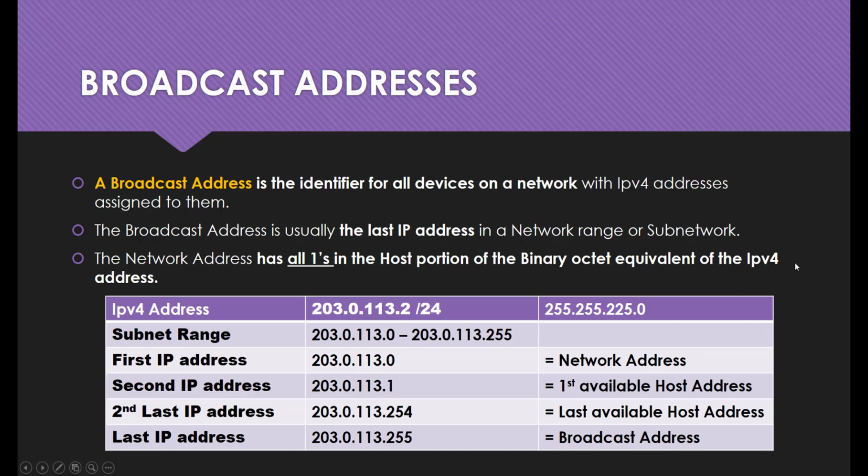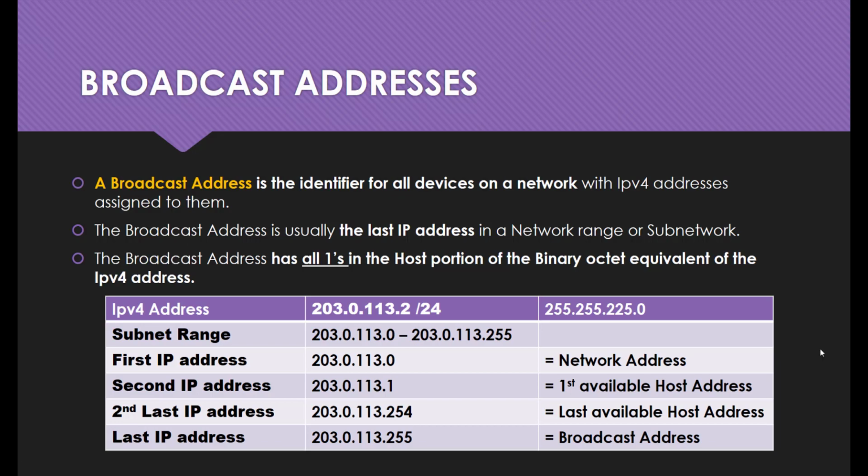So let's see the broadcast address. A broadcast address is the identifier for all devices on a network with IPv4 addresses assigned to them. The broadcast address is usually the last IP address in a network range or subnetwork. The broadcast address has all ones in the host portion of the binary octet equivalent of the IPv4 address. So let's take note of that. It's very, very important because there is a big difference between a network address and a broadcast address.